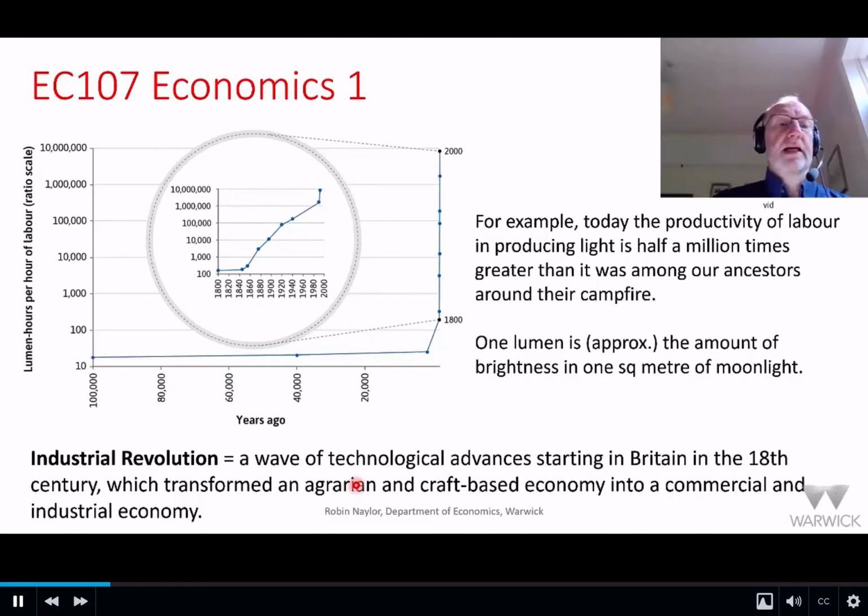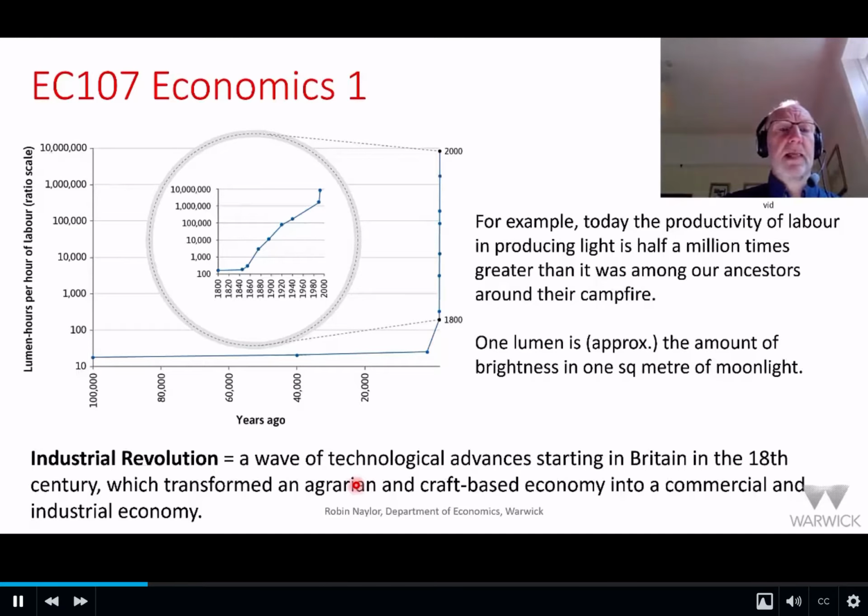In the figure, the vertical axis is measuring lumen hours per hour of labour. What lumens means is the extent of brightness or lightness of the generation of light. In fact, 1 lumen is approximately the amount of brightness in 1 square metre of moonlight. The vertical scale is a ratio scale, so you'll see that the horizontal bars running along from the vertical axis are measuring 10, 100, 1,000, 10,000, etc. So each bar is representing a tenfold increase in what's being measured on the vertical axis.